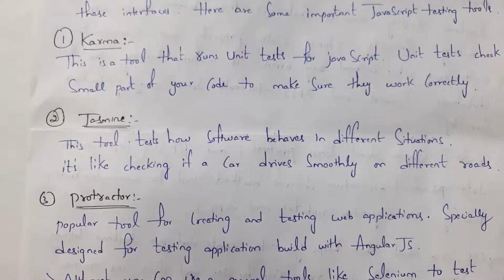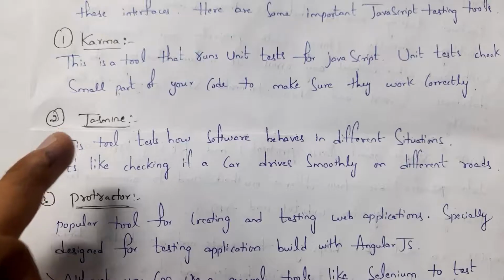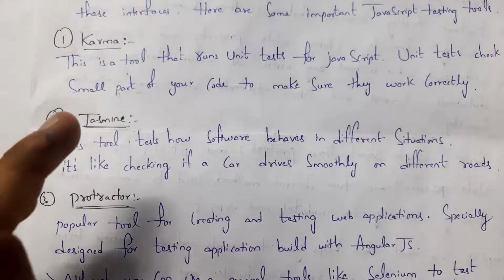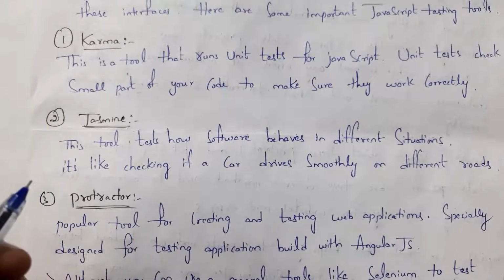And the second tool is the Jasmine tool. This Jasmine tool will check how software behaves in different situations. For example, if 1000 people are accessing, how does the software behave. If only one person is accessing, how will the software behave. It is the same as checking if a car drives smoothly on different roads.